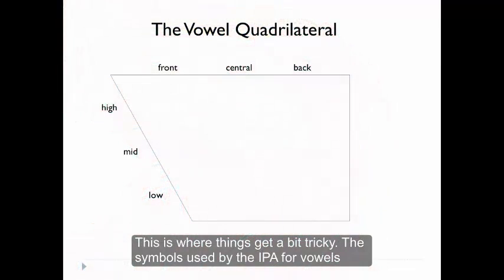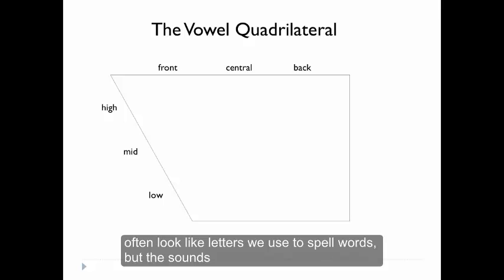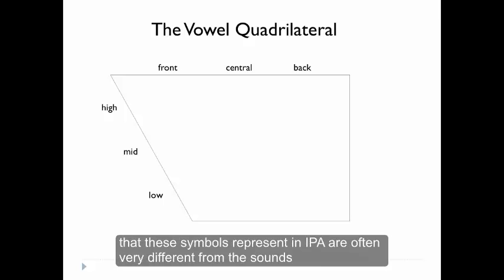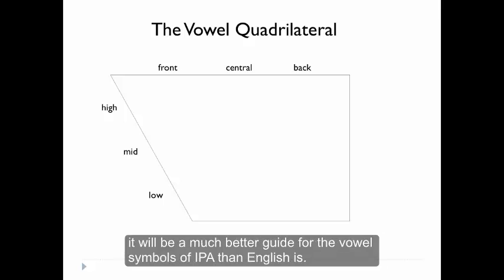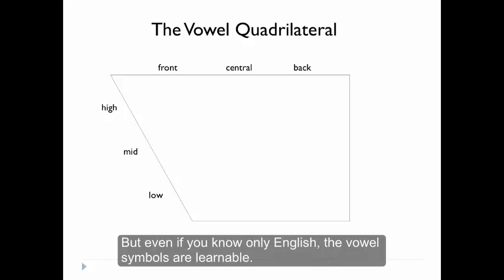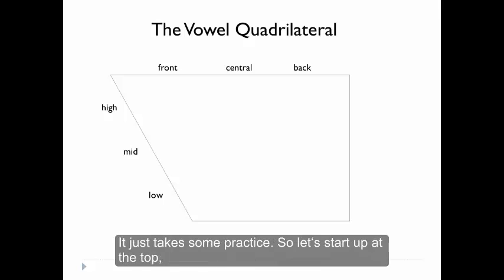Now this is where things get a bit tricky. The symbols used by the IPA for vowels often look like letters we use to spell words, but the sounds that these symbols represent in IPA are often very different from the sounds they seem to make in English spelling. If you know a language like Spanish, it'll be a much better guide for the vowel symbols of IPA than English is. But even if you know only English, the vowel symbols are learnable. It just takes some practice.